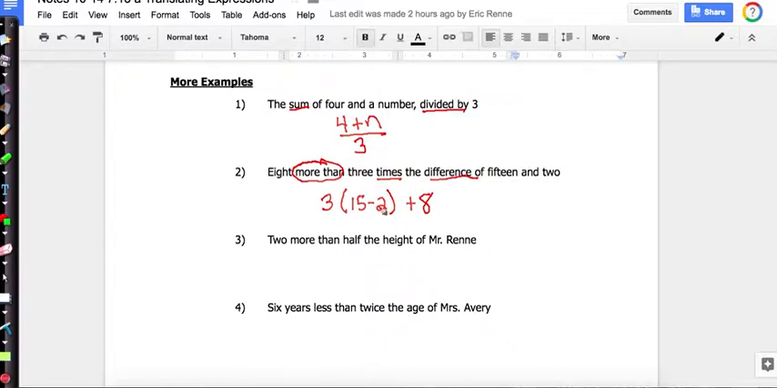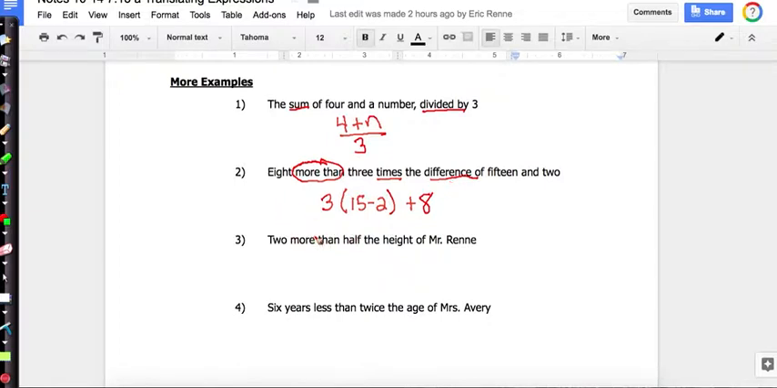Okay? And you're always going to see parentheses whenever we say times the difference or times the sum. Because difference and sum group those together. So if we're doing 3 times the difference or sum, then we need parentheses because we're multiplying it by that whole group.